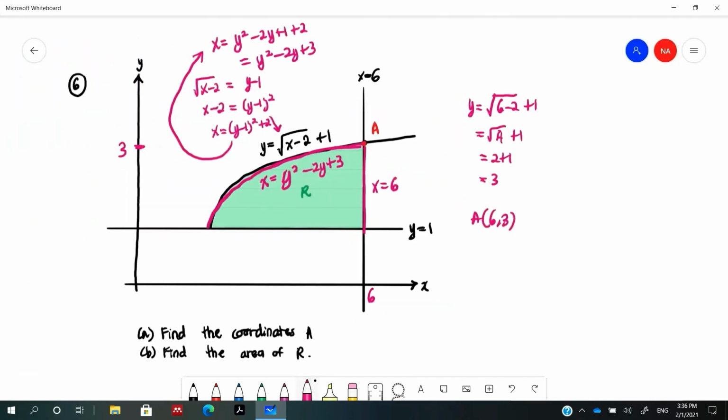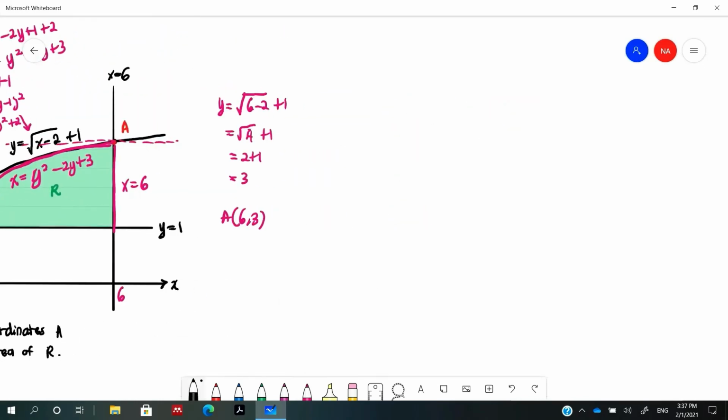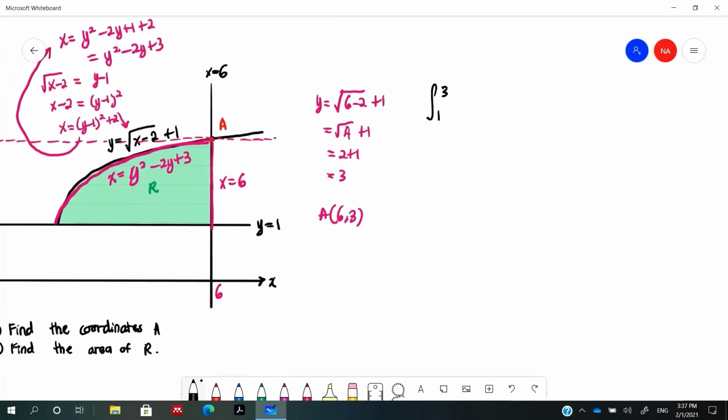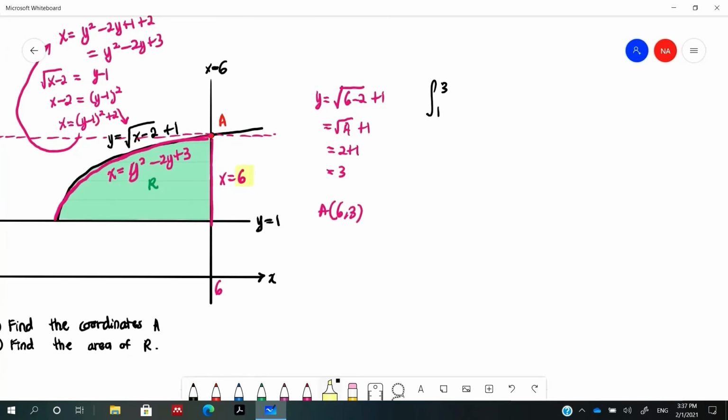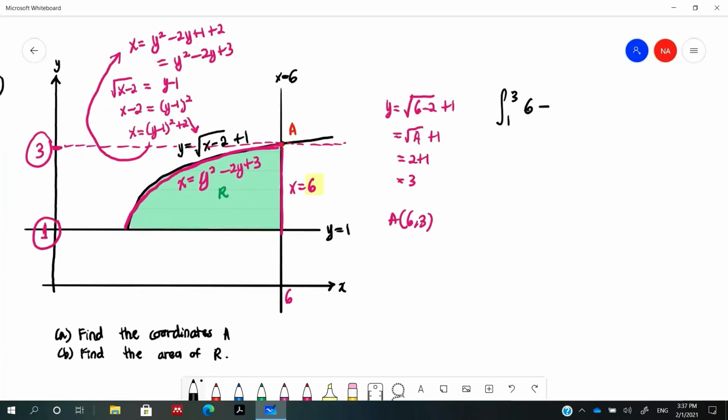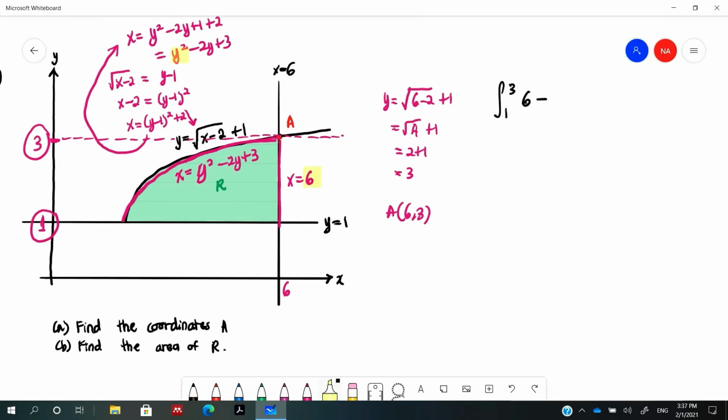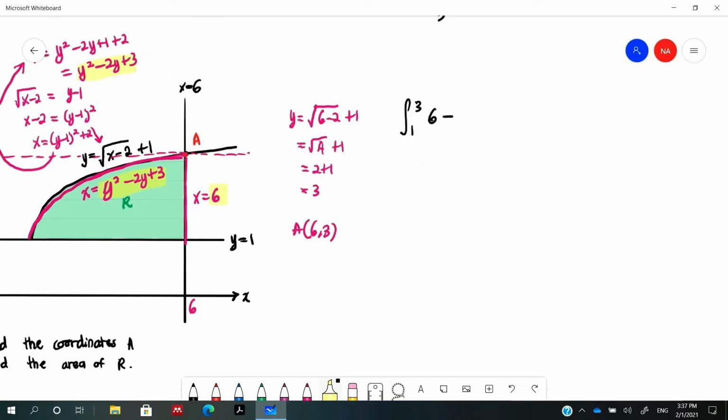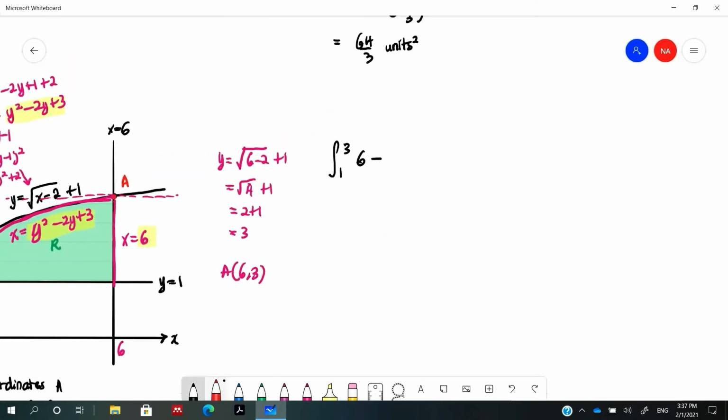Now we want to integrate, and we have to look at the integral values on the y-axis. This one is y equal to 1, all right, until 3, because this is the line here. So we want to integrate from 1 until 3. The function at the right side is, of course, x equal to 6. So we substitute with 6 minus the one at the left side, which should be this function, y squared minus 2y plus 3, in a bracket, dy.